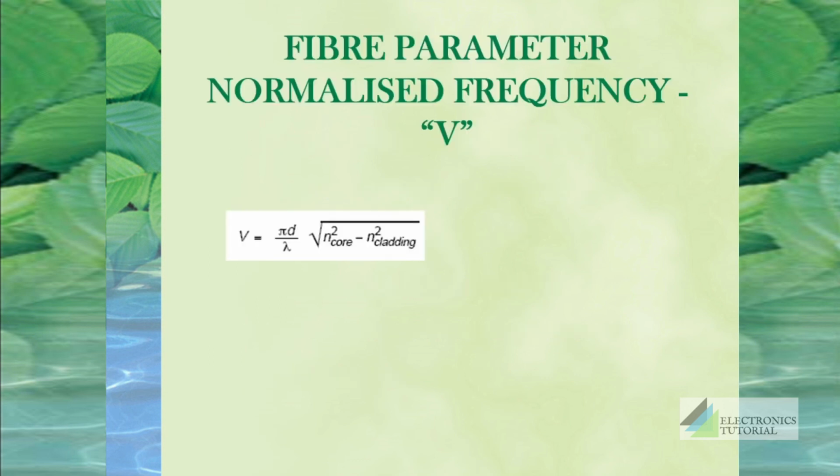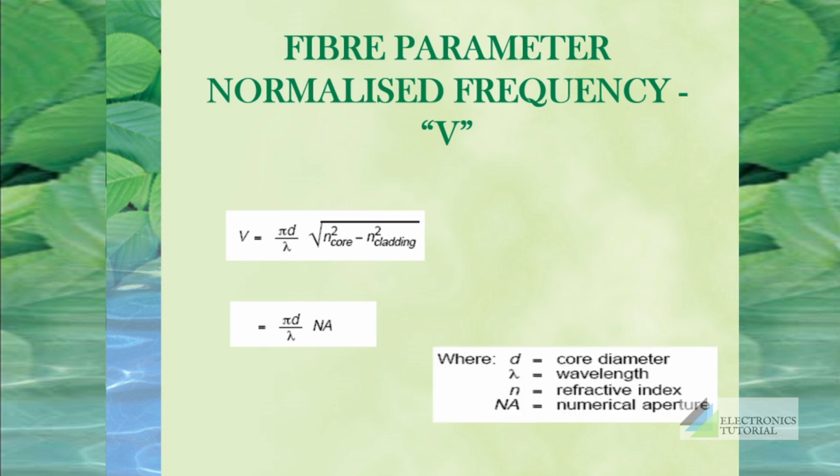Another important term related to an optical fiber is the V number. It is also known as normalized frequency or fiber parameter. This can be represented as V is equal to pi d by lambda root of n1 square minus n2 square. This term can be replaced as pi d by lambda into NA, where d is the core diameter, lambda is the operating wavelength, n1 and n2 are the refractive indices of the core and cladding respectively.